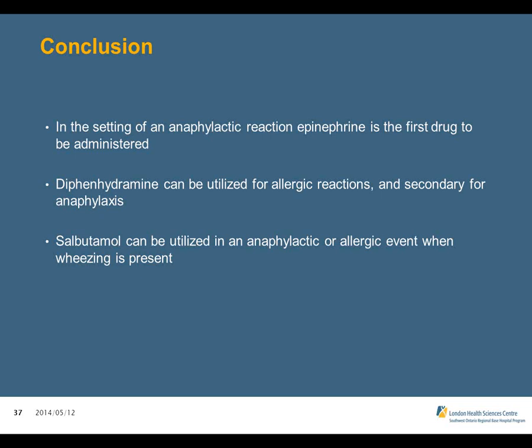Again, diphenhydramine can be utilized for allergic reactions. Again, it is secondary for anaphylaxis. It can be given, it's going to help with some of the symptom relief, but it's not going to solve the underlying cause of anaphylaxis. Salbutamol or Ventolin can be utilized in an anaphylactic or allergic reaction when wheezing is present. But again, in an anaphylactic reaction, IM epinephrine is your first go-to medication. That's going to have a great effect on the bronchoconstriction. Again, Ventolin can be used secondarily to help with that bronchoconstriction.